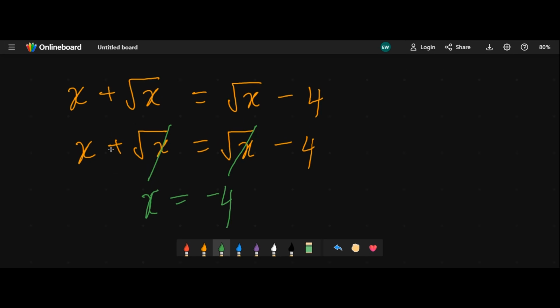I saw this particular question on a meme. x plus root x is equal to root x minus 4. So what they have done is they have cancelled the root x, so x is equal to minus 4. So the answer is correct, but the answer is wrong.